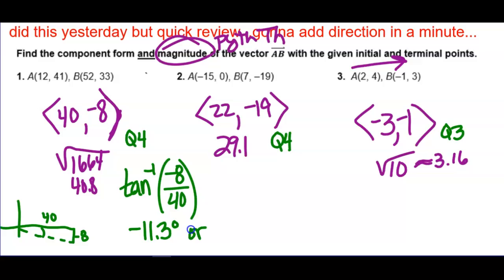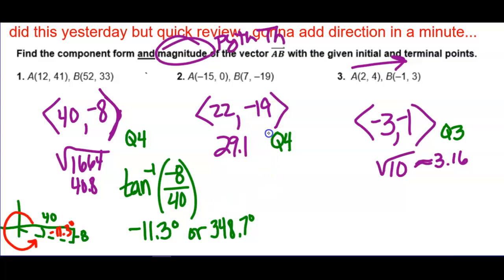Or you could add 360 to that and say 348.7. Either one of those is fine with me, okay? But it might be one or the other on a quiz if it's multiple choice. Those are the same place. You can just go around this way instead of going -11.3 degrees. All right.